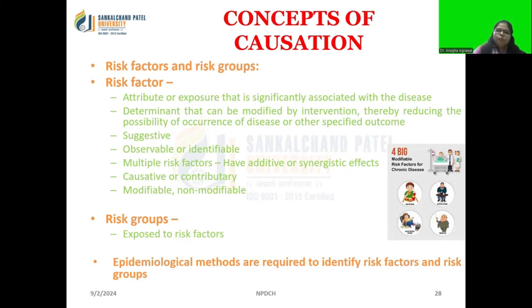So as soon as you know that these are the risk factors for this particular disease, you think about preventing those risk factors from happening. Okay. And about the risk groups, once you know that this particular group is susceptible to that particular disease, you can concentrate your efforts more on that group so that the major chunk of the disease can be eliminated. Okay.